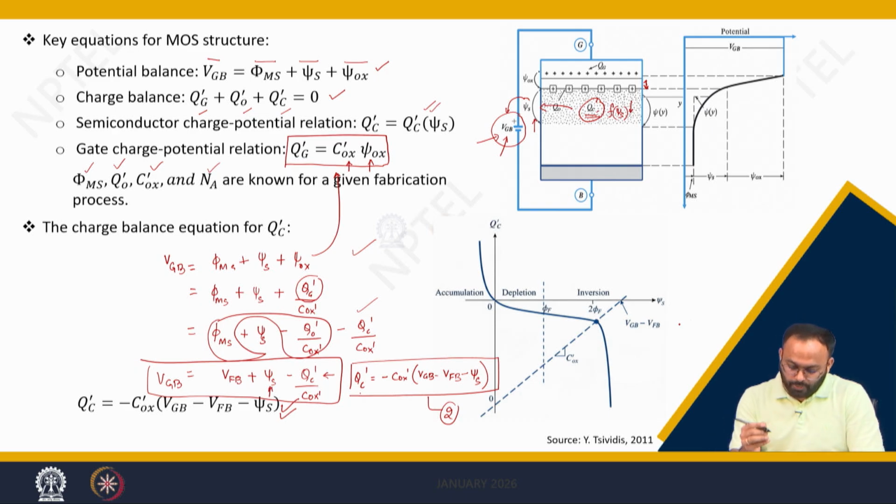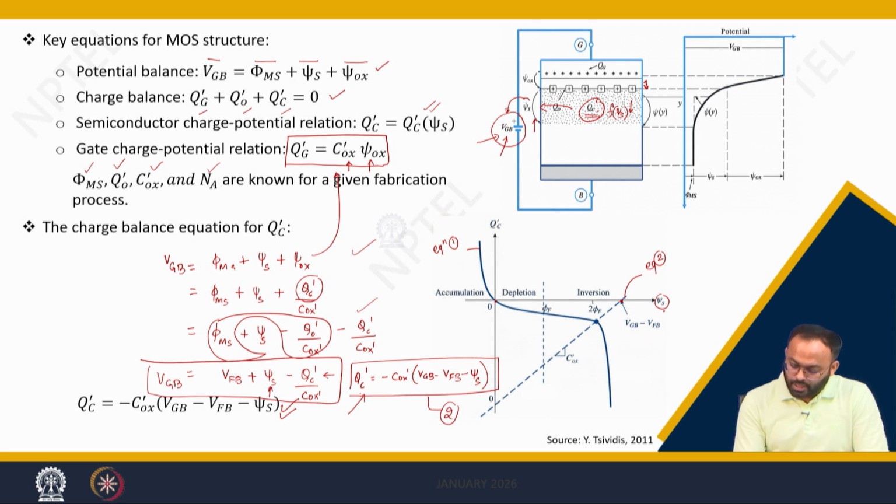By solving these two equations, if you plot the graph, this is the result of equation number 1 and this line is the result of equation number 2. How can you plot equation number 2 on the same graph? Let us consider my charge is 0. So, if QC dash is equal to 0, what is the value of psi s? It is nothing but VGB minus V flat band voltage.